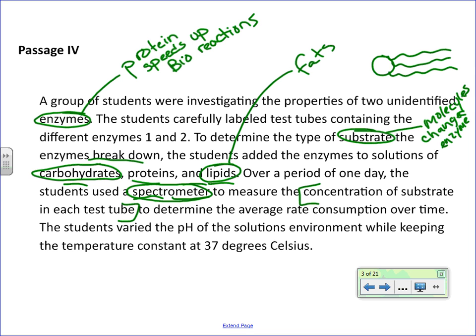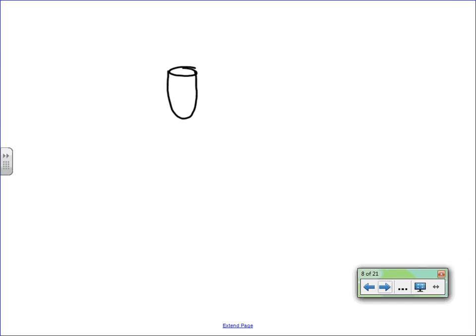So they labeled test tubes containing enzymes 1 and 2. All right, so you get a test tube. Hey, there's a test tube. What do you put in the test tube? Enzyme, which one? What do you want to start with? Okay. What else do you add to this test tube? All right, we'll start with carbs. And what else do you add? Now for this tube.